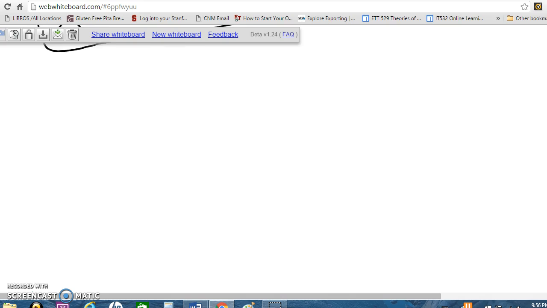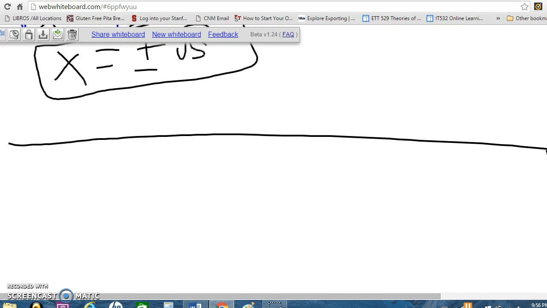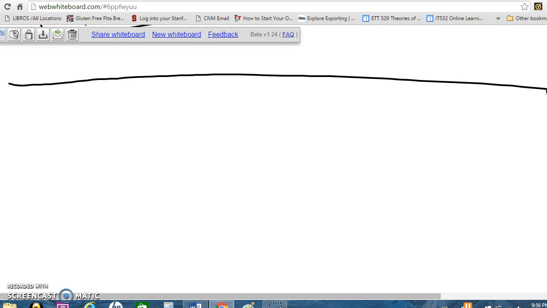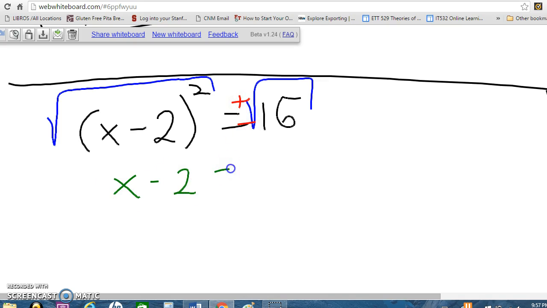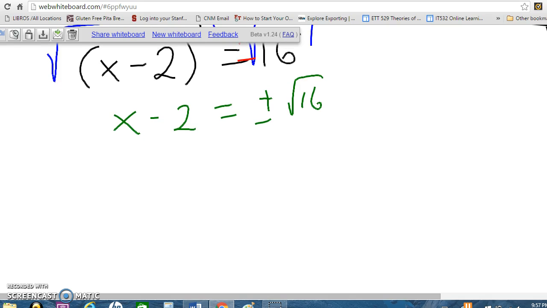The other example that I'm going to bring for you is if we have x minus 2 squared equals 16. Again, we're using the square root method. So when we do, we're going to use the inverse function, which is the square root. Always remembering that since that guy is squared, we need to use plus or minus. So we have x minus 2 is equal to plus or minus square root of 16. But what is the square root of 16? The square root of 16 is going to be 4.